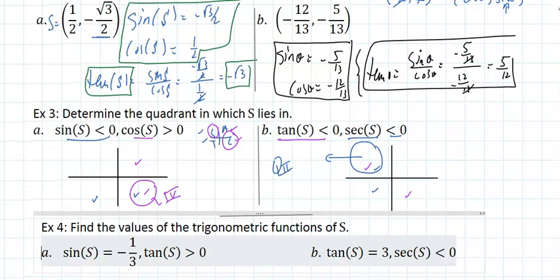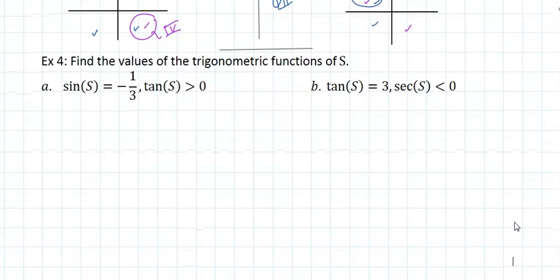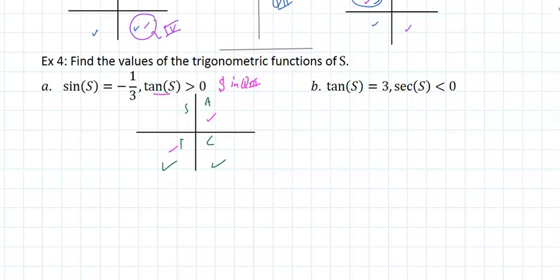And now, what if they say, find the value of the 6 trigonometric functions? I could use identities, or I could do better than that. I could use geometry. That is, first I need to know which quadrant I'm in. If sine is negative and tangent is positive, doesn't that mean that S is in quadrant 3? If I know S is in quadrant 3, I'm pretty much set.